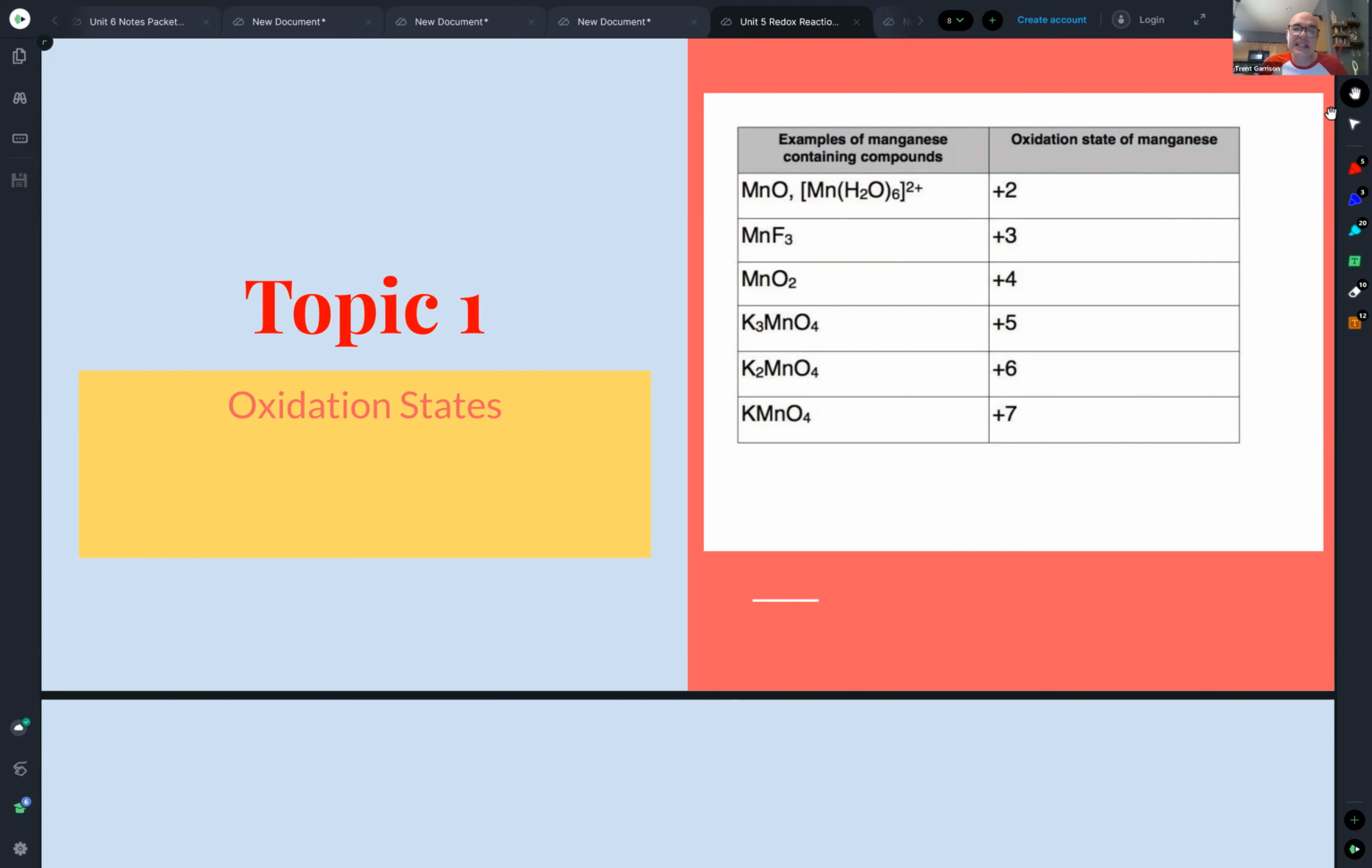But what you need to see in this first example is that manganese in different compounds has a different charge. Manganese oxide has a charge of +2. Manganese fluoride, +3. Manganese dioxide, +4. Potassium permanganate. Why are all of these having different charges for manganese? It should just have the exact same charge.